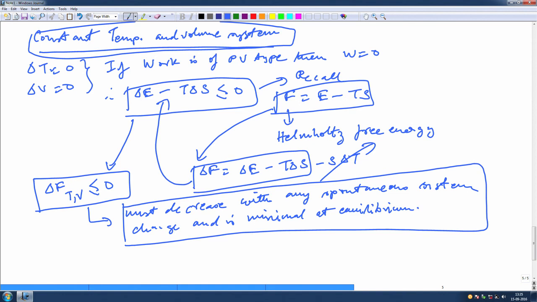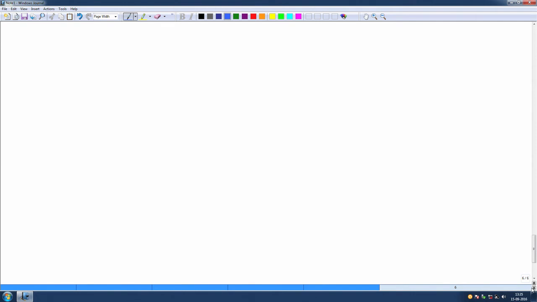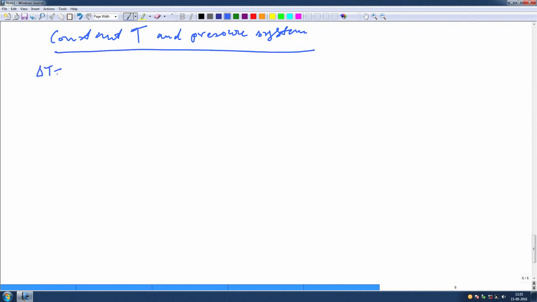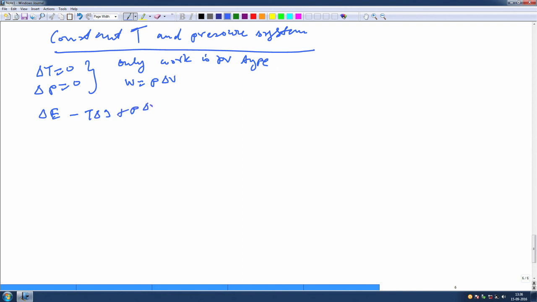Okay. So, similarly, and this would be the last thing that we will do, for a constant temperature and pressure system. That was the third system that I said: delta T is equal to 0, delta P is also equal to 0. So, the only work done is of PV type, once again. The work done is basically P into delta V. Remember here the volume is not constant. So, it is a constant temperature and constant pressure system, right. So, just by using these two expressions we can see T delta S plus P delta V is less than or equal to 0. So, that is the first and the second law combined, correct.